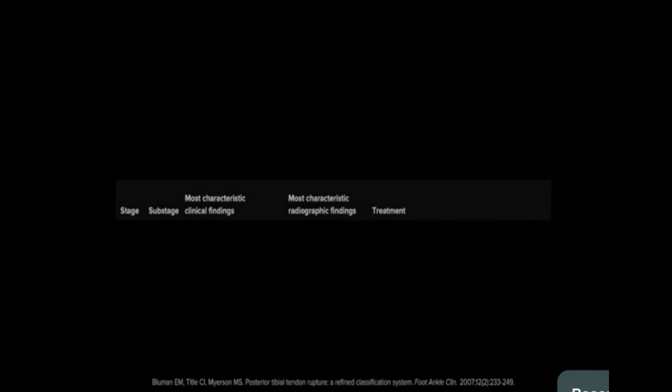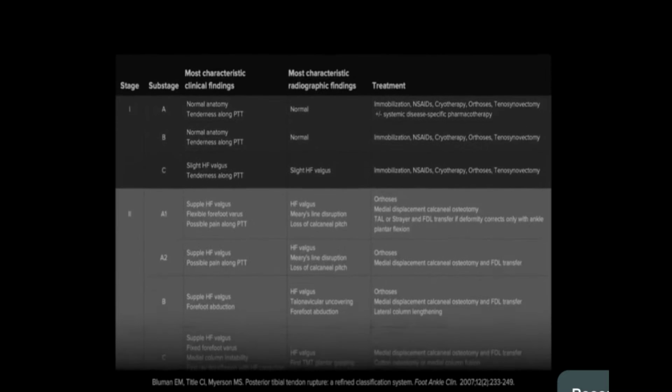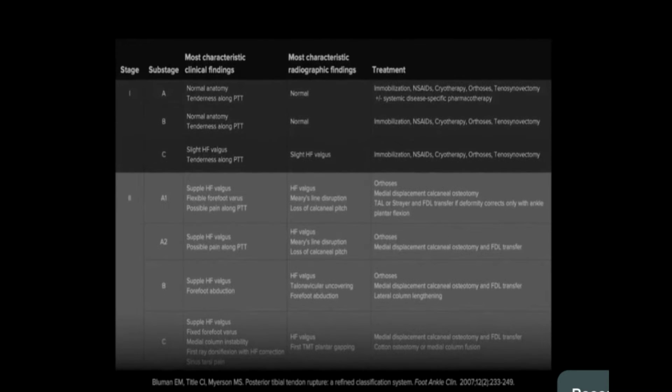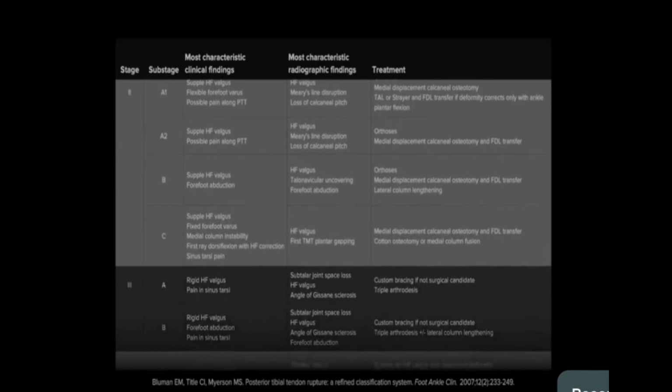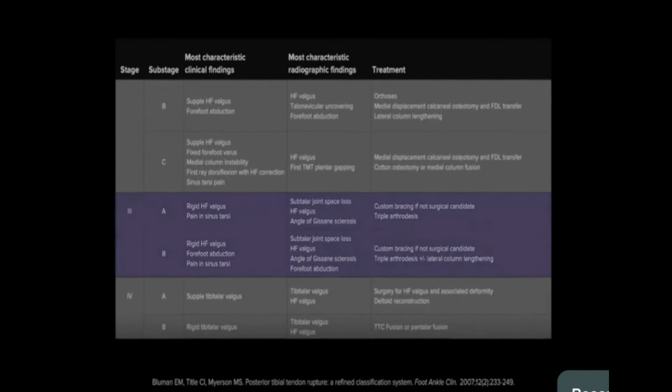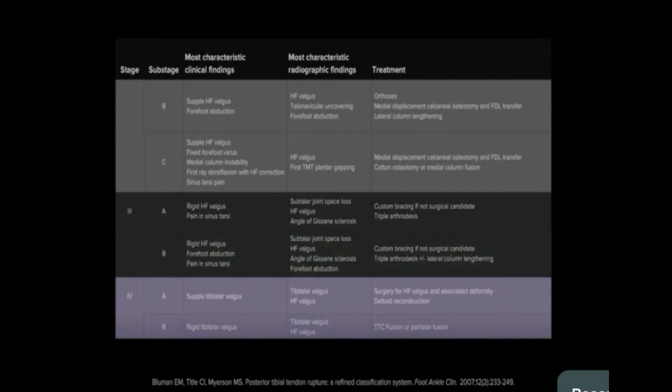Blumen and colleagues felt the wide spectrum of deformity was not completely addressed and refined the classification, and includes subdivisions of the stages, with the focus in stage 3 on the rigid hindfoot valgus and forefoot abduction, and in stage 4 where the ankle joint is rigid or flexible.